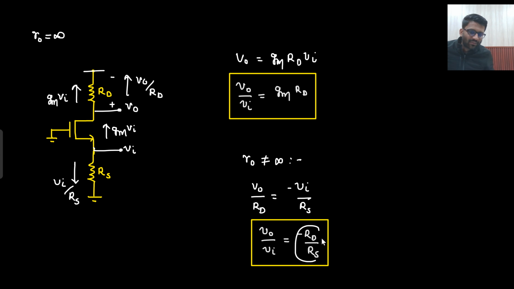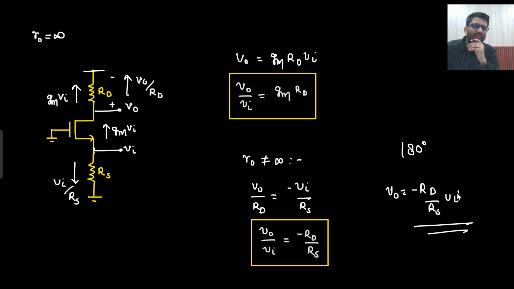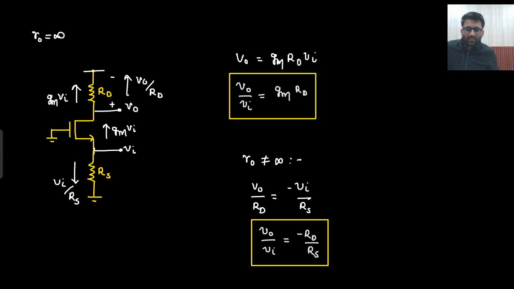If you go by this expression, what you can say? That V0 and Vin both are having a phase difference of 180 degree, because there is a minus sign. Basically V0 is equal to minus RD by RS into Vin. So V0 and Vin both are having a phase difference of 180 degree, right? But usually we say that there is no phase difference in common gate amplifier, but here I am getting it. Am I missing anything?